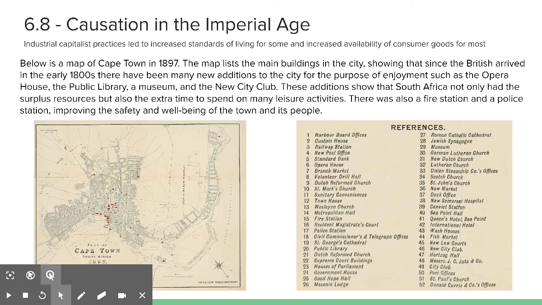Below is a map of Cape Town in 1897. The map lists the main buildings in the city, showing that since the British arrived in the early 1800s, there have been many new additions to the city for the purpose of enjoyment, such as the Opera House, the public library, a museum, and the new city club. These additions show that South Africa not only had the surplus resources, but also the extra time to spend on many leisure activities. There was also a fire station and a police station, improving the safety and well-being of the town and its people.